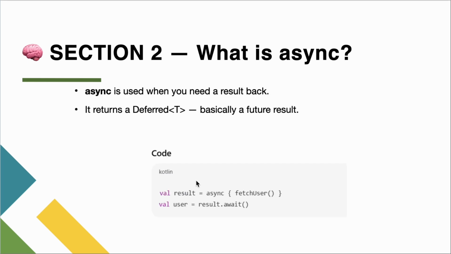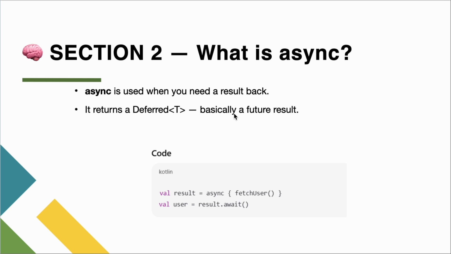Now we will understand what async is. So async is used when you need a result back. As I've mentioned in the simple layman theory, if something is expected out of someone, then that is the place where you should be using async. It returns a Deferred<T>. T is a generic type, a result, basically a future result. All right. So in this case, you ask your friend, bro, check my exam result and tell me my marks. And then you wait for the answer. So that is what async is used for.